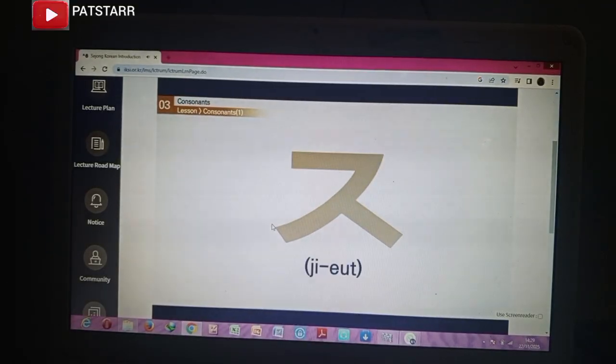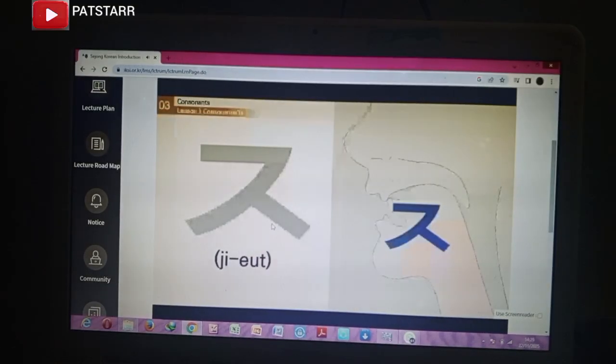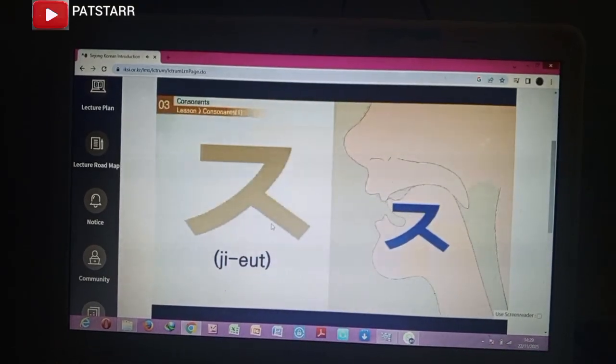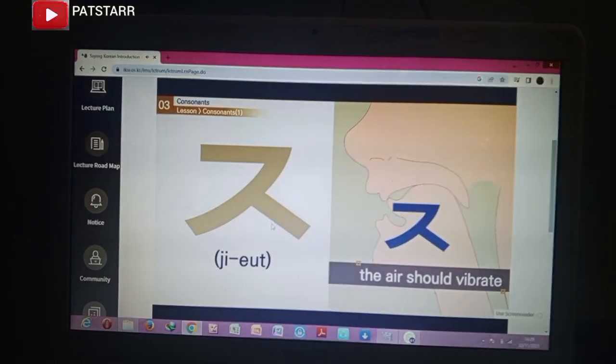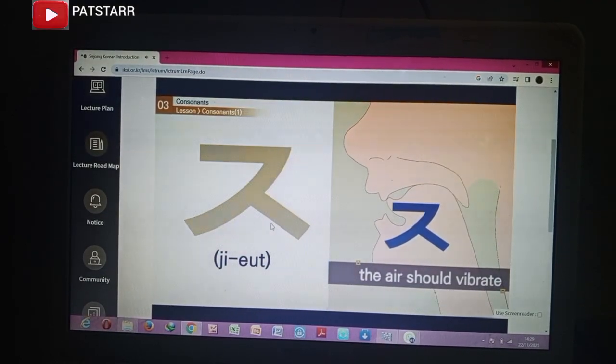Next is the character tiut, which you can make by adding one extra stroke to shiut. Like shiut, the tiut sound is made by pushing air through your teeth. But when we pronounce tiut, the air should vibrate. Listen carefully.